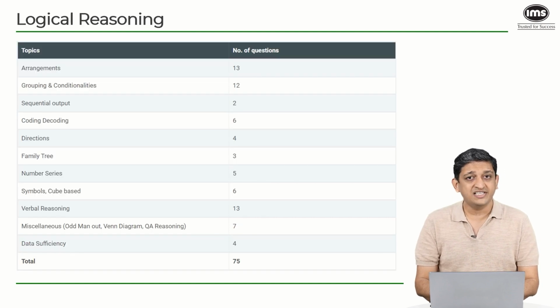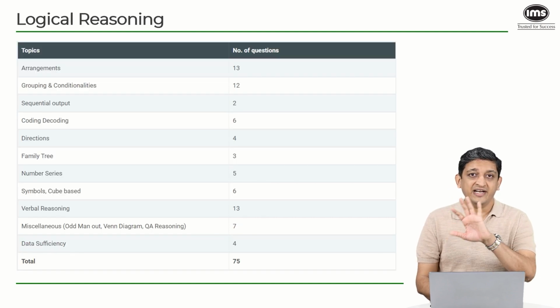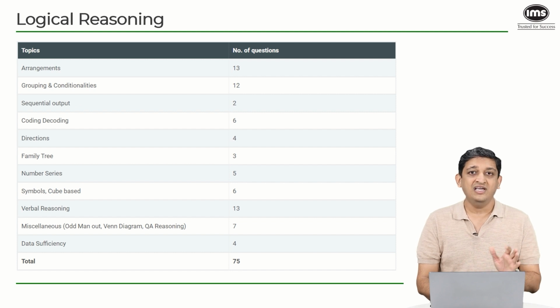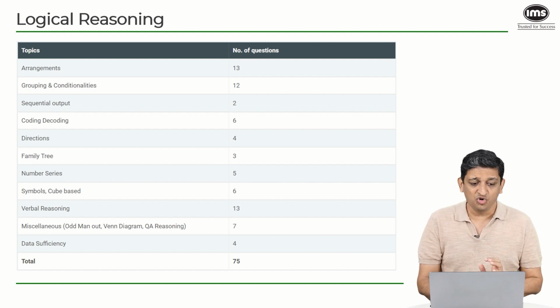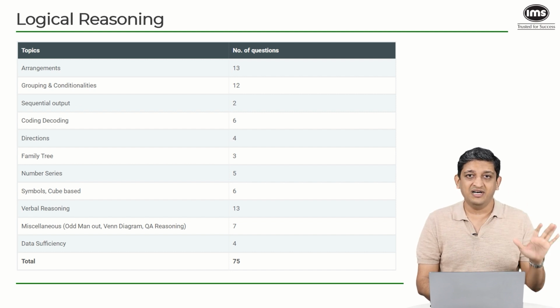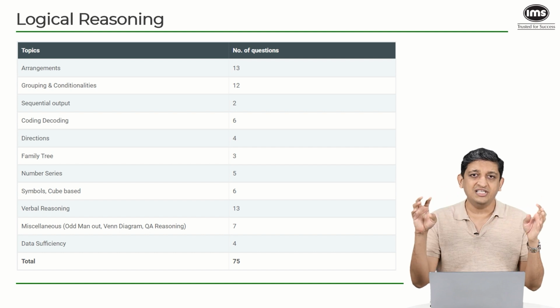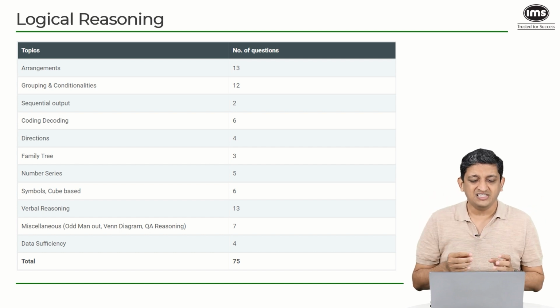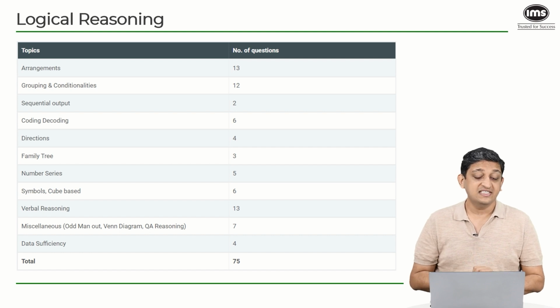In terms of the third section, which is the logical reasoning section, again you can see the entire ensemble of the question types that can appear in the LR section here. So typically if you look at it, 12 questions were from grouping and conditionalities and 13 questions were from arrangements, which basically meant that the logical reasoning puzzles or the set type of questions comprise some 25 questions out of 75 in one of the slots of this year's CET.